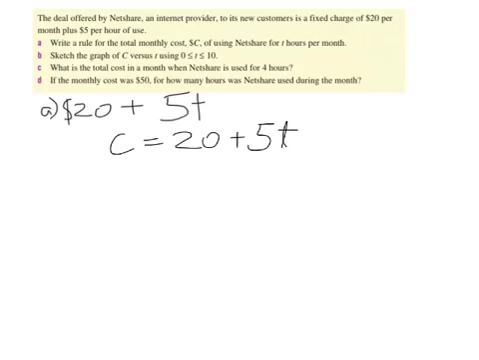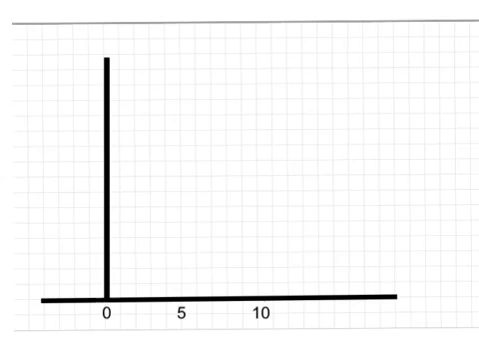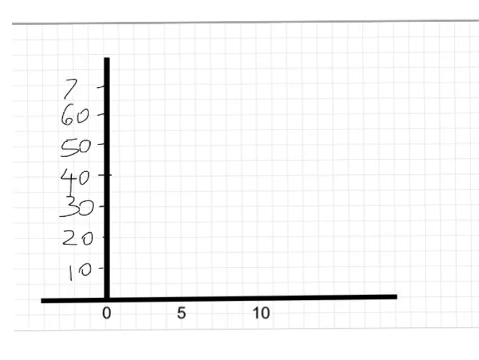The next thing that they ask us is to sketch the graph of C versus T for 0 to 10. So I've set up a graph already. Now, let's just put in some points on the axis here. Why am I putting in 10, 20, 30, 40, 50? It cost me $20 to join, so straight away I know I'm moving up in 20s.